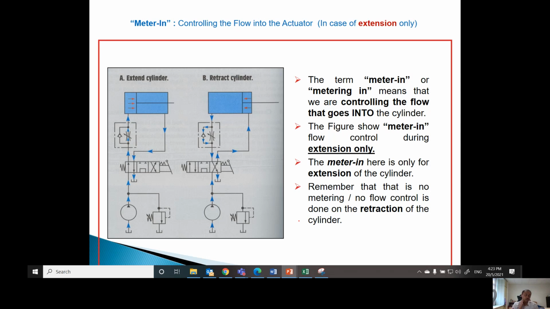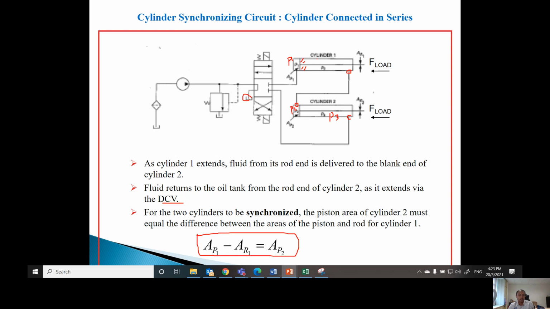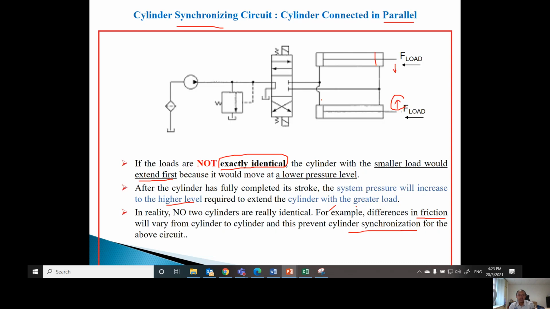Okay, so finally we want to learn how you can synchronize the circuit in series. You have to fulfill this requirement, but if it's in parallel, you have to make sure that they are both identical in size so that the load will be the same.